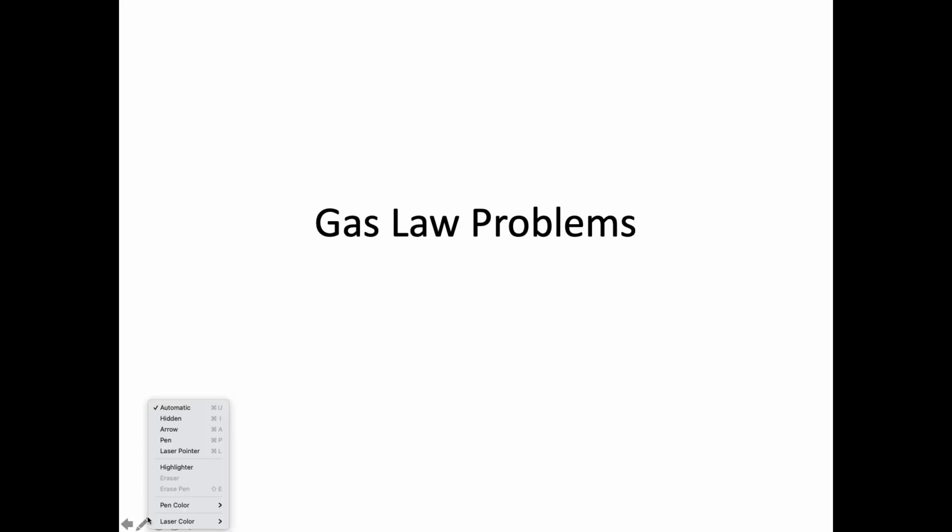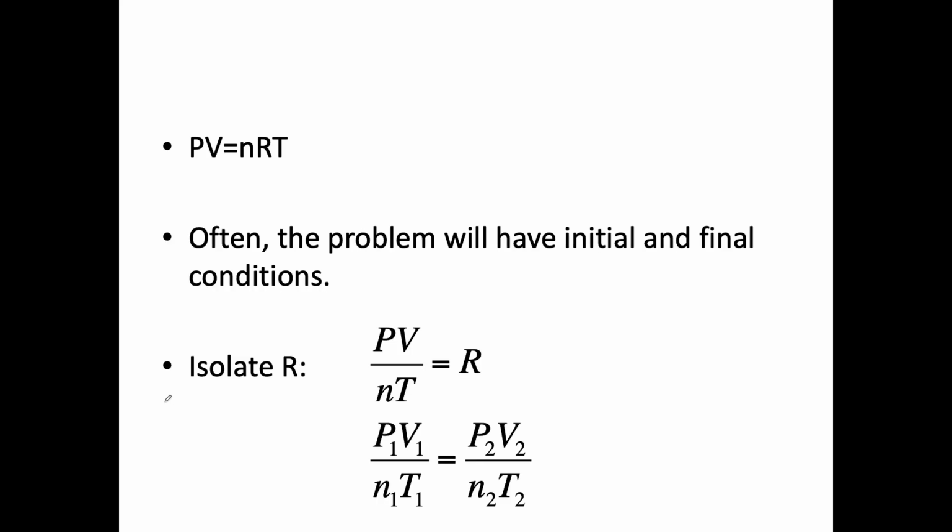Ladies and gentlemen, we're going to give you some examples of gas laws. And here are the problems you may see. So what we have is PV equals nRT, and often you're going to have a problem with initial and final conditions. So we're going to isolate R, as you see here: PV divided by nT is equal to R.